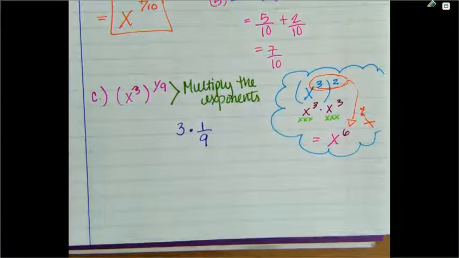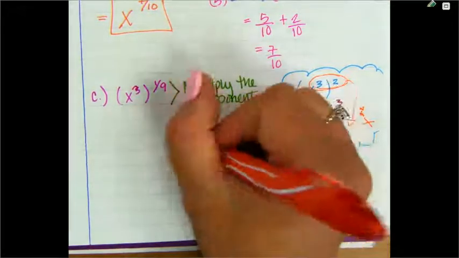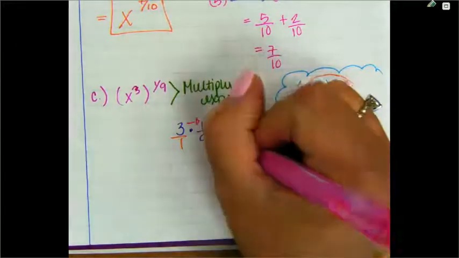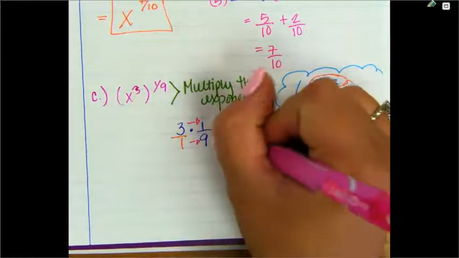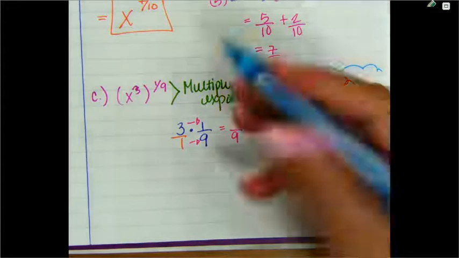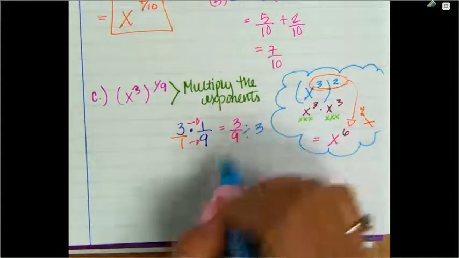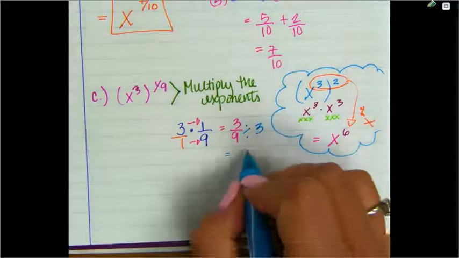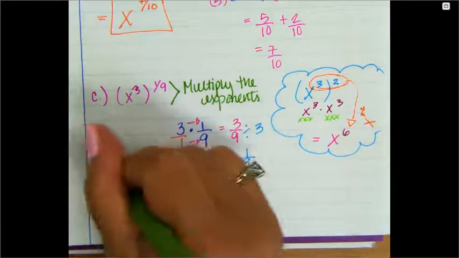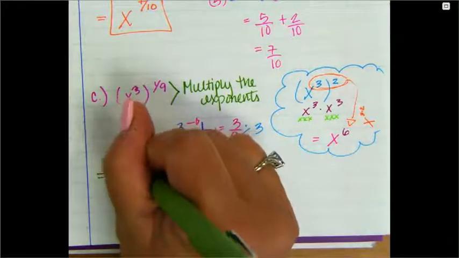So here's 3 times 1/9. How do you multiply fractions? What's the 3 missing? Put it over 1. How do you multiply a fraction? Go across. So 3 times 1, and 1 times 9. And do I get to leave it like that? No, you have to reduce. What are you going to divide by? 3. So 3 divided by 3 is what? 1/3. So my answer is x to the 1/3.